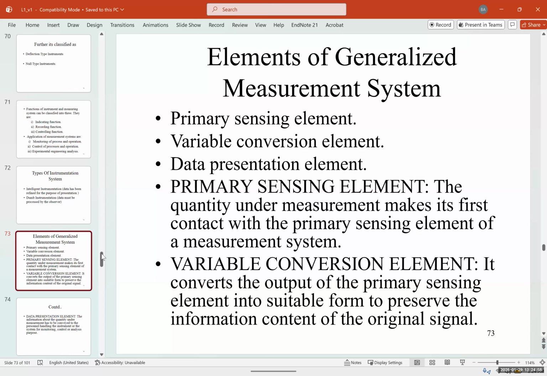So the primary is going to be the signal, the sensor itself, or a transducer. Can you think of a variable conversion element that converts that output? So imagine you have a sensor that measures voltage. It's a continuous signal that is measuring voltage in real time. What can a variable conversion element be after that?